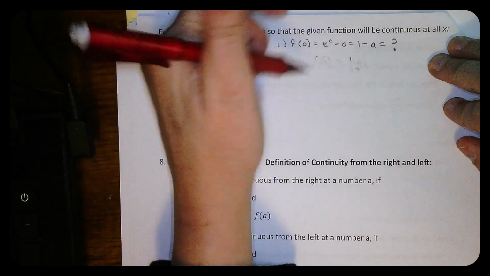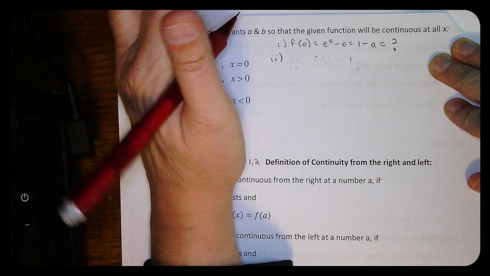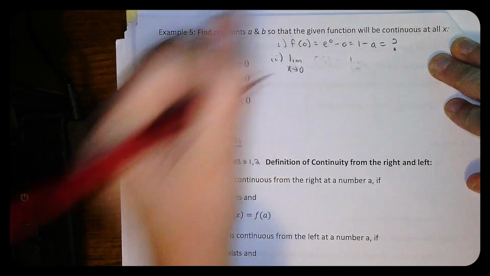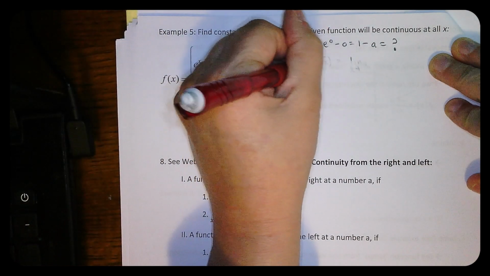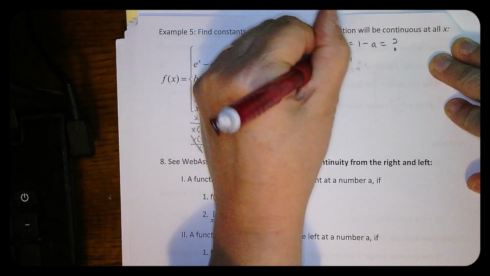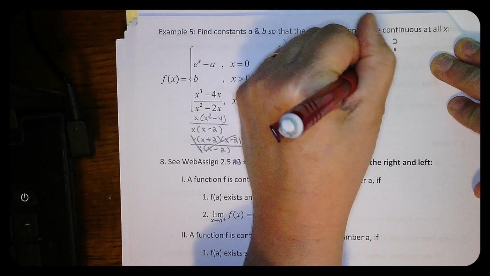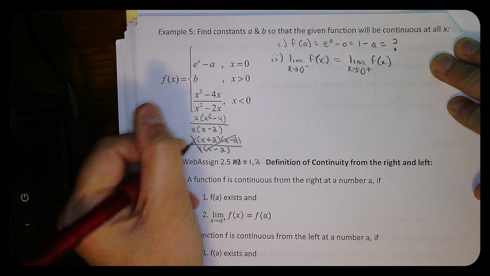Okay, so let's just write that down. So we're using the test for continuity. We want the limit as x approaches 0 to exist. And in order for that to happen, the left-handed limit as x approaches 0 has to equal the right-handed limit as x approaches 0.